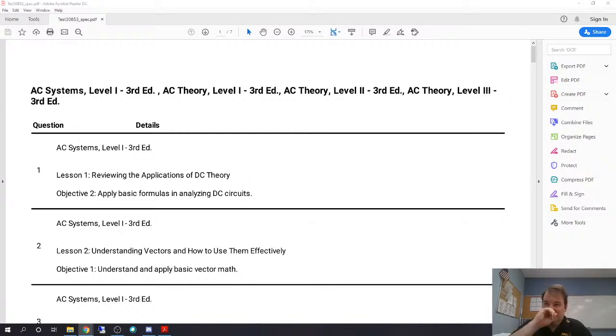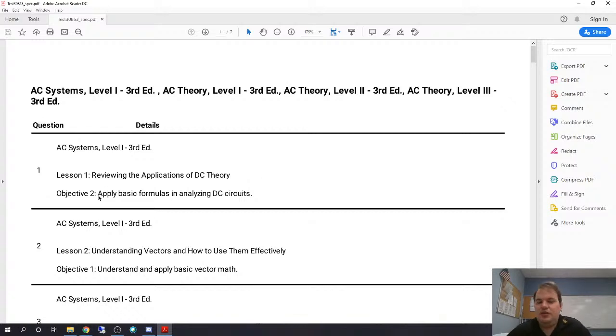So, I want to start out talking about this study guide that I sent out. Just real quick, the way to read it is these up top are the subjects that the test is going to cover. It's basically everything from AC Systems to AC Theory Level 3.